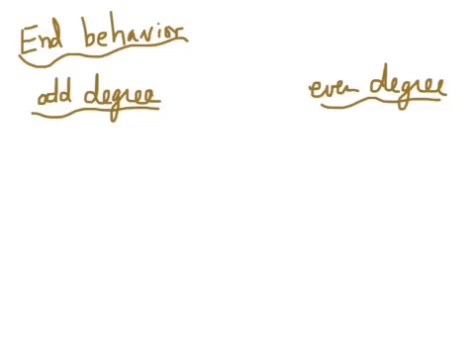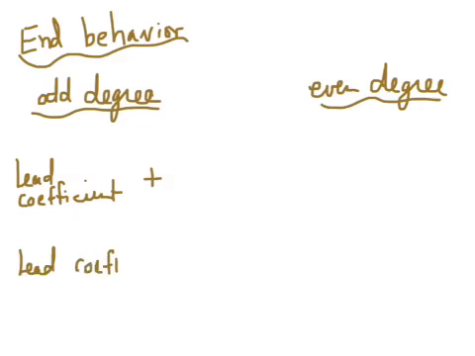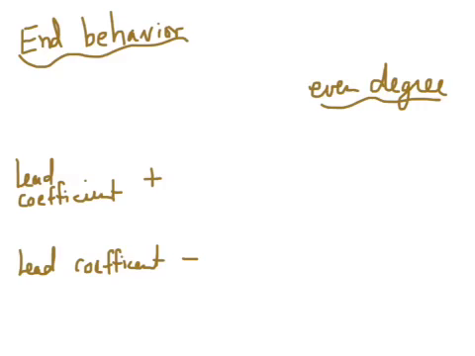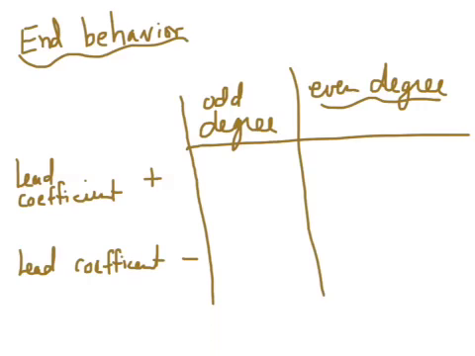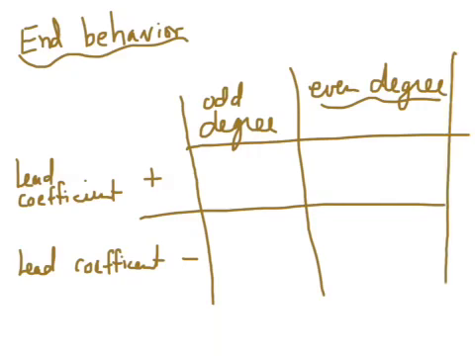Now, the other criteria is if the lead coefficient is positive, or if the lead coefficient is negative. Okay, and actually I'm going to scoot over this odd degree thing just a little bit, just so I can kind of make it in like a chart type format. Odd degree. Okay, I hope this makes sense, and I'll try to walk you through it here a little bit.